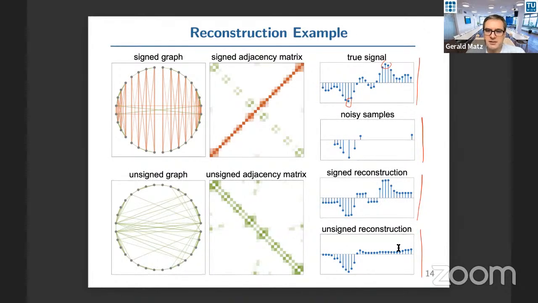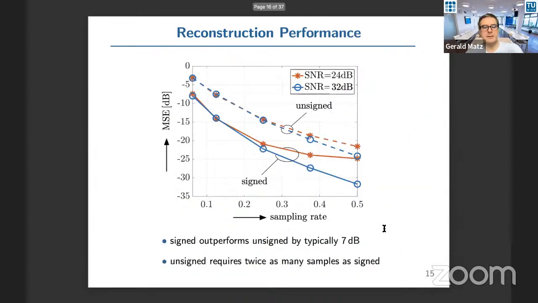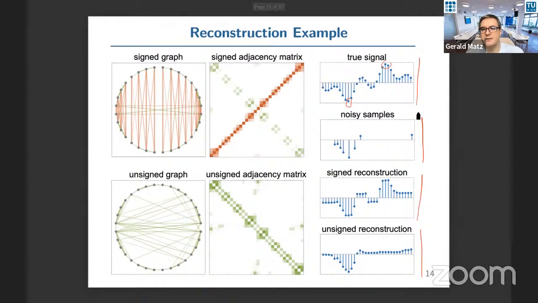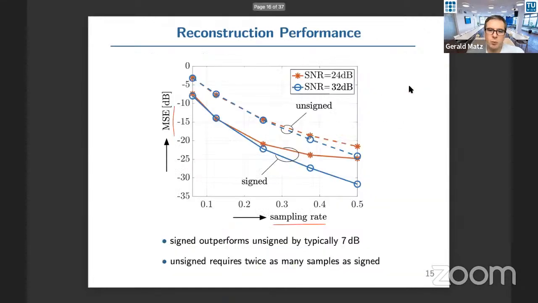And actually, if you look at this from a systematic perspective, running lots of Monte Carlo simulations with lots of different signals, and look at the mean square error that you obtain as a function of the sampling rate. So here in the example, the sampling rate is 8 out of 32 samples, so 1/4. But if you change the sampling rate, then you get a behavior that's shown here. Dashed is unsigned. The solid line is the signed graph. These are two SNRs, 24 and 32 dB, in two different colors.